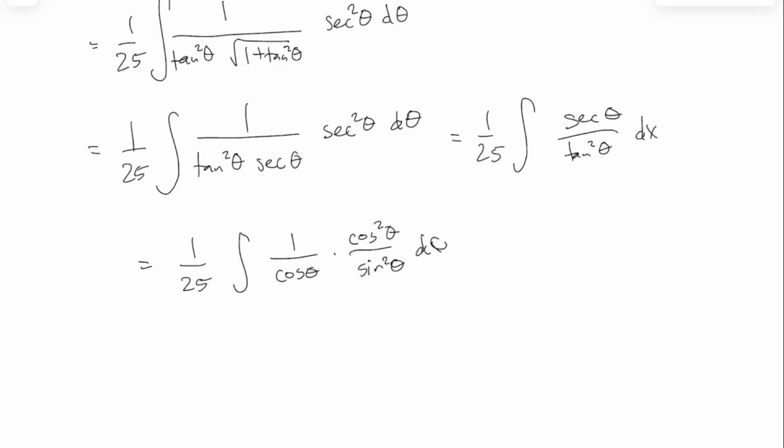There's many ways you could think that through. That first one is the secant, and then the second one is the reciprocal of the tangent squared. Some of these cosines will cancel, but not all of them, so it says 1 over 25 integral cosine up top over sine squared theta dx.